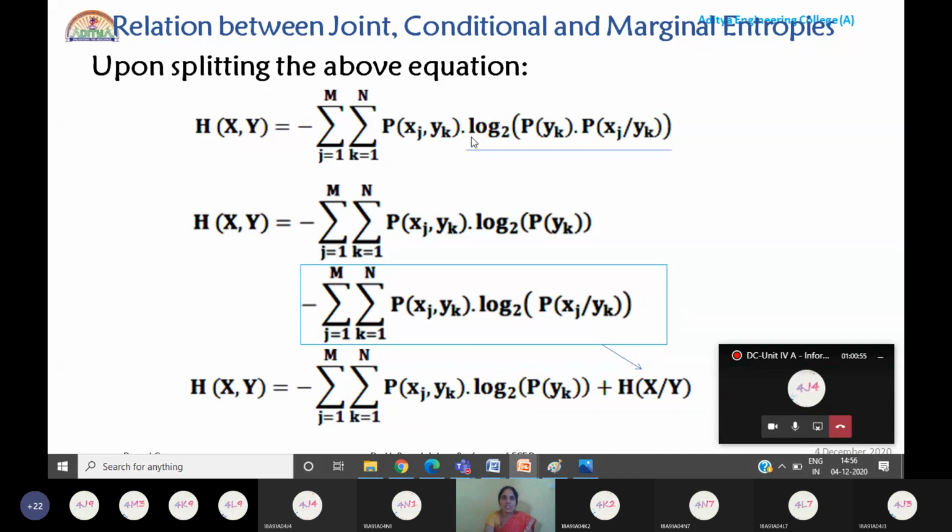Here we split log AB base 2 into log A base 2 plus log B base 2. Already we have minus summation j equal to 1 to m, summation k equal to 1 to n, p of xj, yk. That term is common. So finally you will get the first term using log p of yk base 2 and the second term using log p of xj by yk base 2.